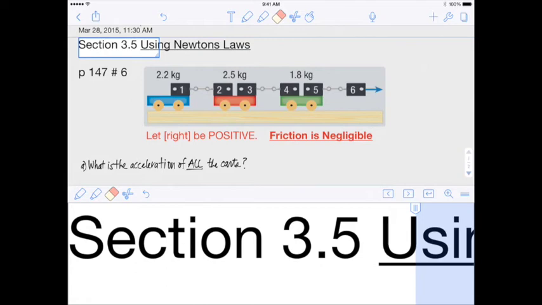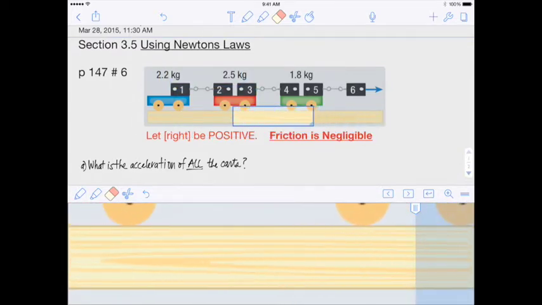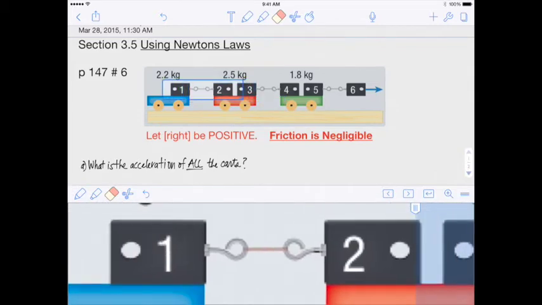We're taking a look at section 3.5 using Newton's laws, and specifically homework question number 6 on page 147. If you look at the diagram provided, you see that there is a series of carts that are attached together, so there is tension in between each of the carts. Now, the carts are actually connected by force sensors.